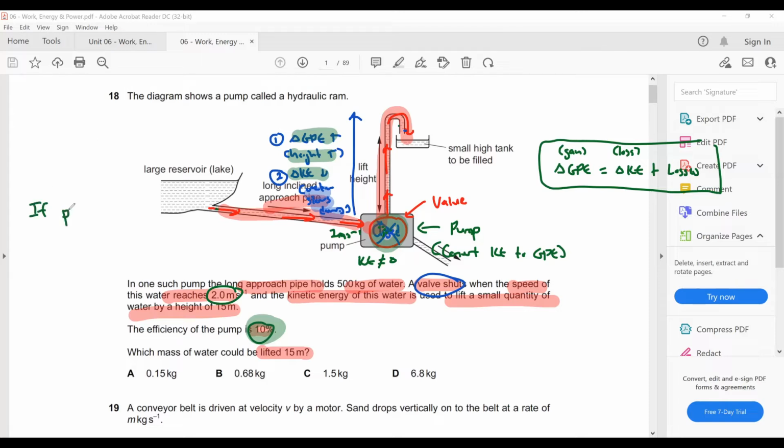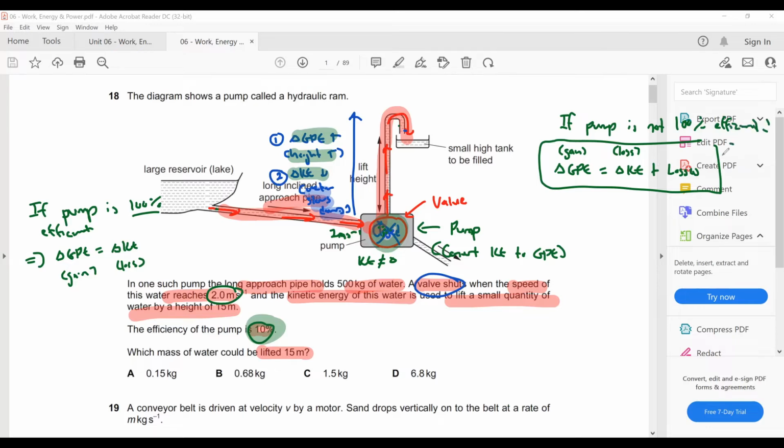Let me just write this out for you. If the pump is 100% efficient, that would mean that the gain in your GPE is equal to your loss in your KE. This is if the pump is 100% efficient. But if the pump is not 100% efficient, this is what you're supposed to see.